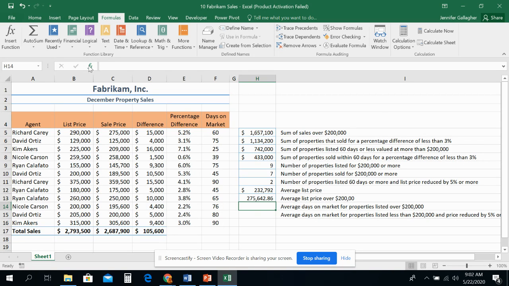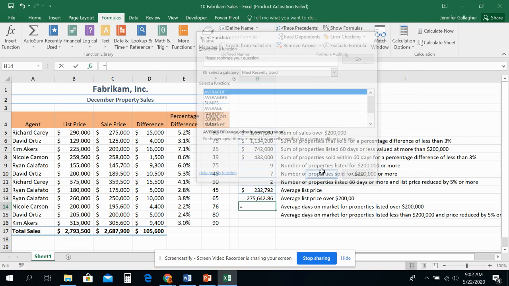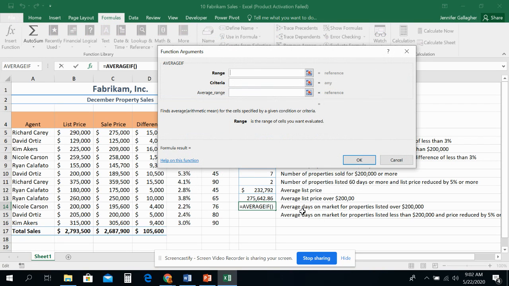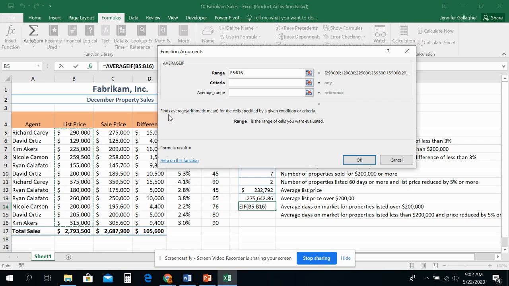So I'm going to press fx this time. I'm going to type in AVERAGEIF, and I see AVERAGEIF here. I'm looking for the average days on the market for properties listed over 200,000. This is still just one criteria. So my range is going to be B5 to B16, and I am looking for houses that are greater than 200,000. And I am not averaging the price this time. This is why I started with list price.